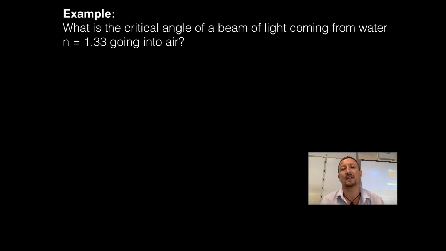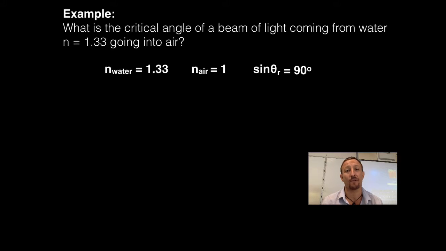Okay, well let's have a look at an example and see how we can use it. We want to find the critical angle of a beam of light coming from water, whose refractive index is 1.33, going into air. So let's write down what we know. The refractive index of water is 1.33. The refractive index of air is 1. And we know that theta r will equal 90 degrees, so the refracted ray is going to be at 90 degrees. And we want to find theta c.